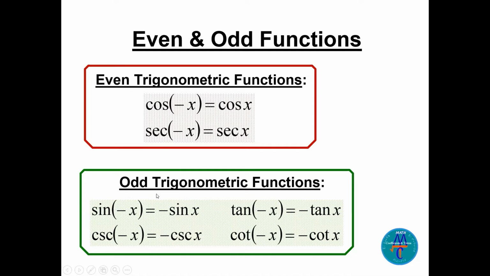The other functions are odd trigonometric functions. The sine of minus x will be minus sine of x, tan of minus x will be minus tan of x, cosecant of minus x will be minus cosecant of x, and cotan of minus x will be minus cotan of x.